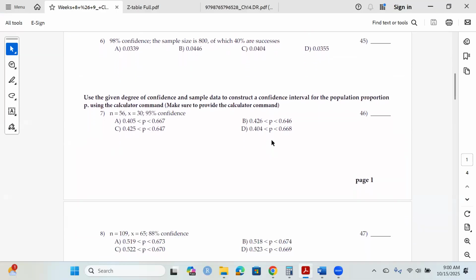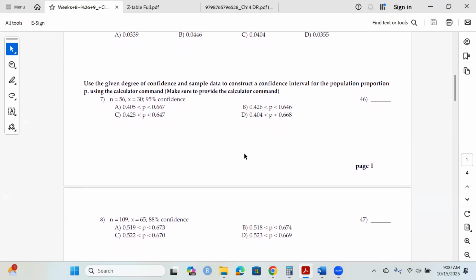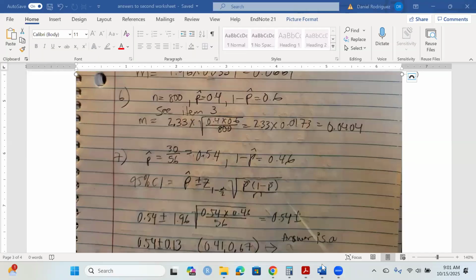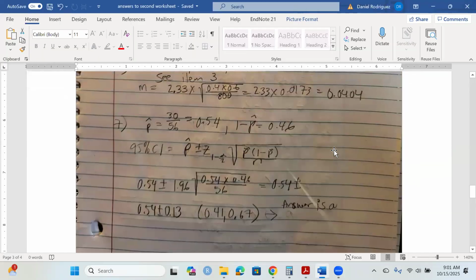So I had to figure this out on my own. Use the given degree of confidence and sample data to construct a confidence interval for the population proportion using a calculator command. I don't have that calculator, so I'll just do this on my own. We know n is equal to 56, x is equal to 30, and here's the confidence. Basically we're doing the same thing we did before. We need the margin of error so we can construct the confidence interval. That's basically what we're doing here. And I think this is the first one, right?